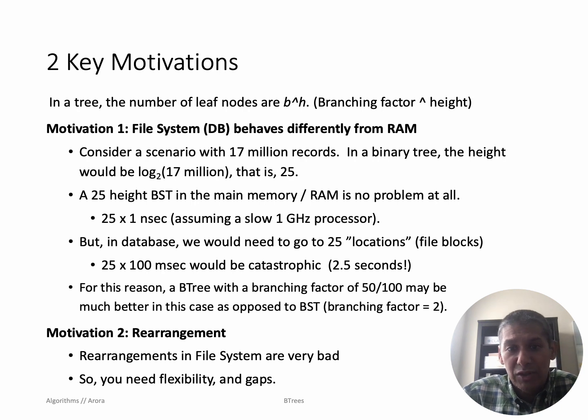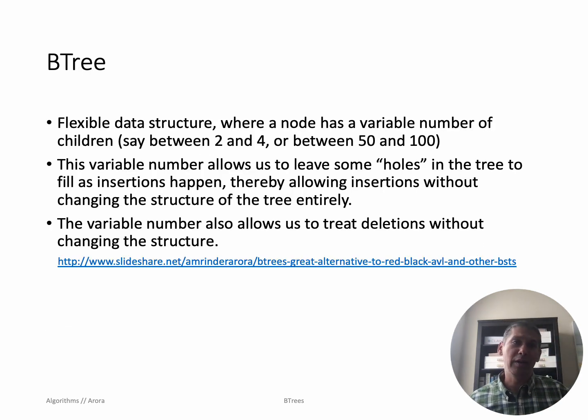But the second key motivation is that rearrangements in the file system are very bad. When you want to adjust your self-adjusting binary search tree, it's perfectly fine in memory, but readjustments in the file system are really bad. For that, you need flexibility and gaps, and that's basically what a BTree is. A BTree is a flexible data structure where a node has a variable number of child nodes. It could vary between 2 and 4, or between 50 and 100, something like that. And the 100 or 4 in this case is represented as the order of the BTree.